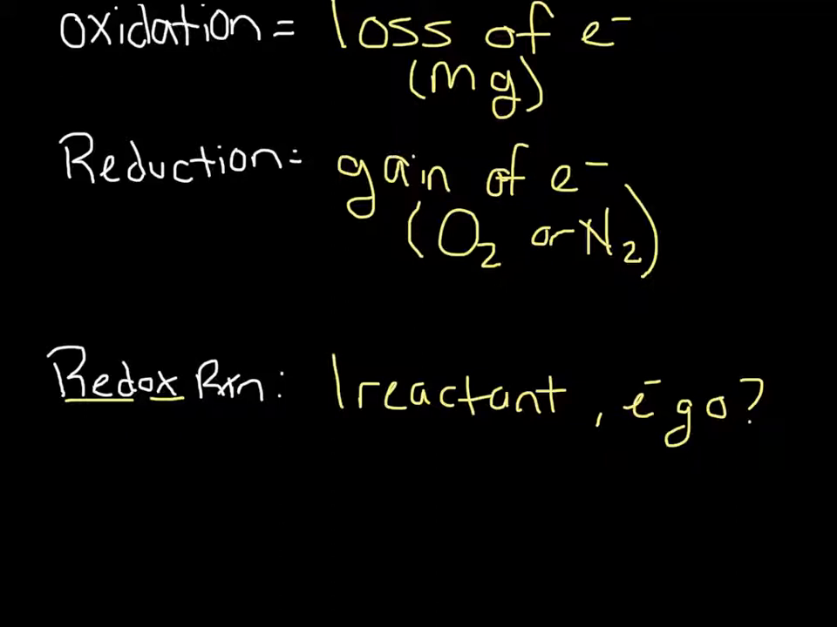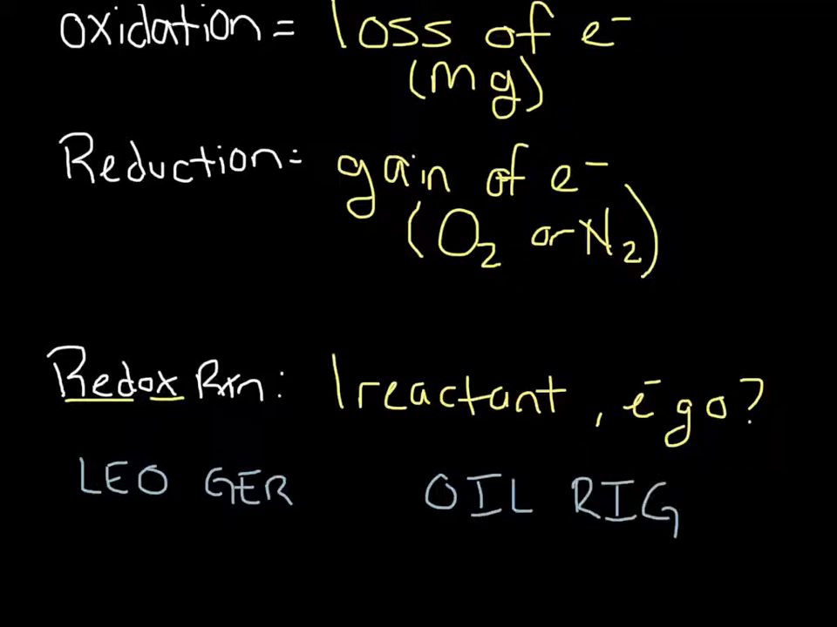LEO goes GER is one example. It's the one I like to use because I am a Leo. So lose electrons, oxidized; gain electrons, reduced. The other one is OIL RIG. Oxidation is loss and reduction is gain.